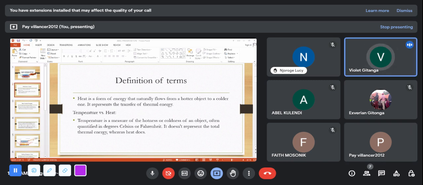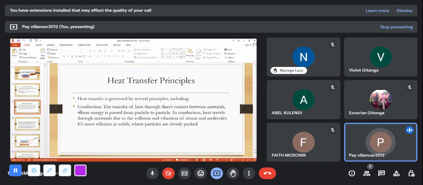Okay. Heat is a form of energy that naturally flows from a hotter object to a colder one. It represents the transfer of thermal energy. Temperature versus heat. Temperature is a measure of the hotness or coldness of an object, often quantified in degrees Celsius or Fahrenheit. It doesn't represent the total thermal energy, whereas heat does. That's correct.